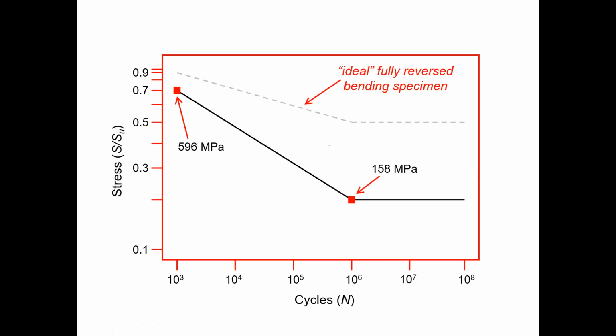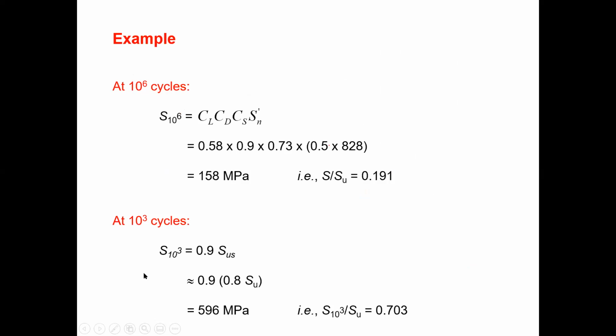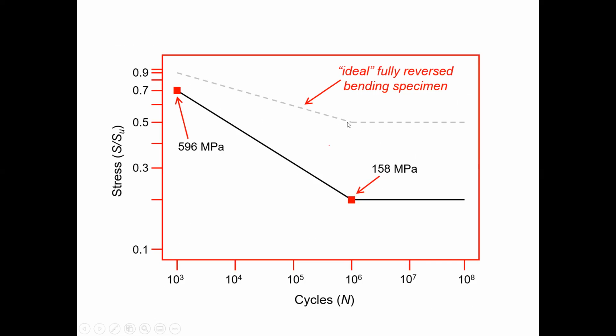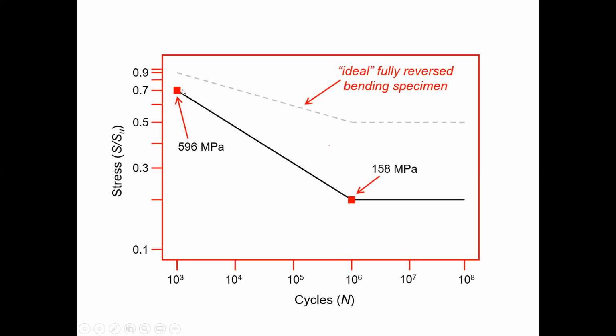Okay. So this is the ideal fully reversed bending system. If you look at this question, we already know the ideal specimen endurance limit. Here it's around 440, something like that. So we already know these data points now. We know the x coordinate and y coordinate in here. In here, the x coordinate is 10 to the power 6 and the y coordinate is 158 megapascal. In here it is 10 to the power 3, and the y coordinate is 596 megapascal.